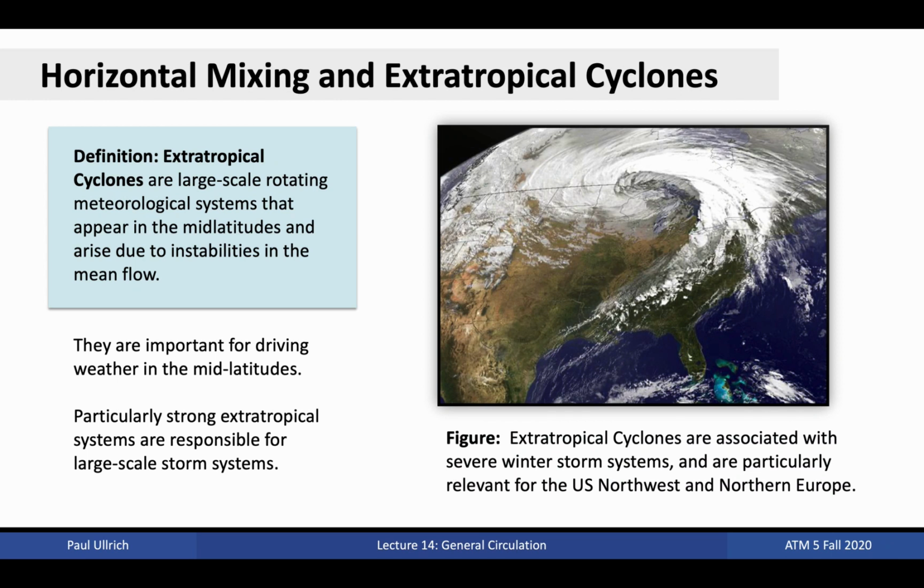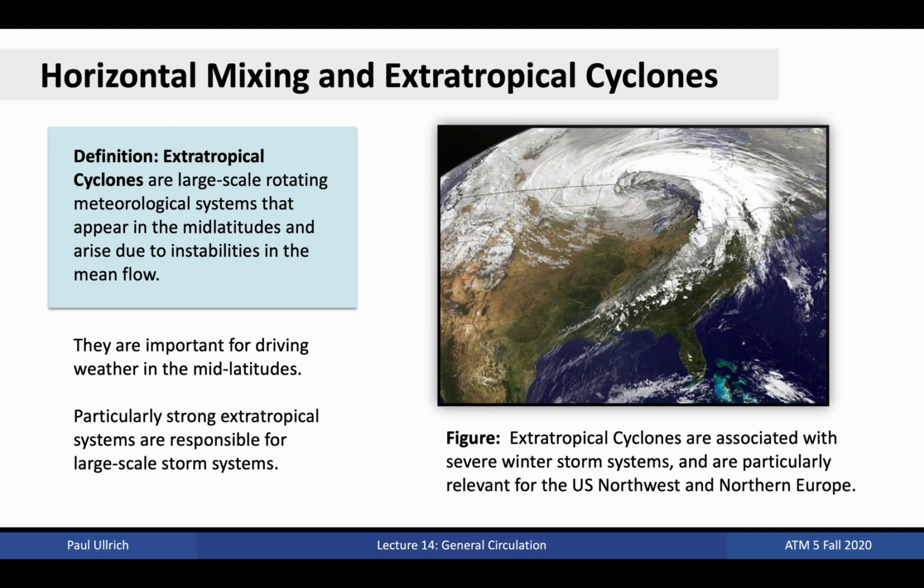I've already mentioned extratropical cyclones a few times. Here's a satellite image showing one such extratropical cyclone. In this image, you can clearly see how these are rotating features, drawing warm, moist air from the south along their eastern flank, and cold, dry air from the north along their western flank.